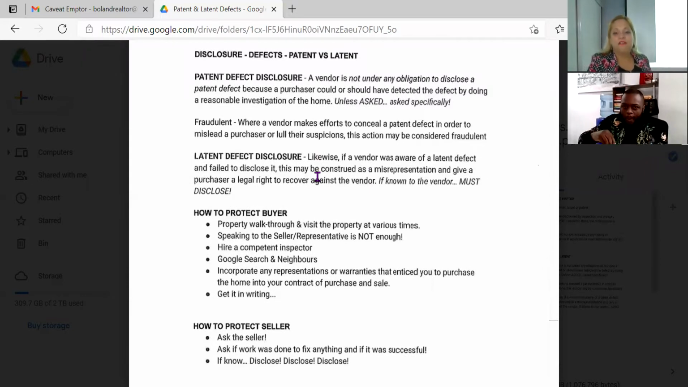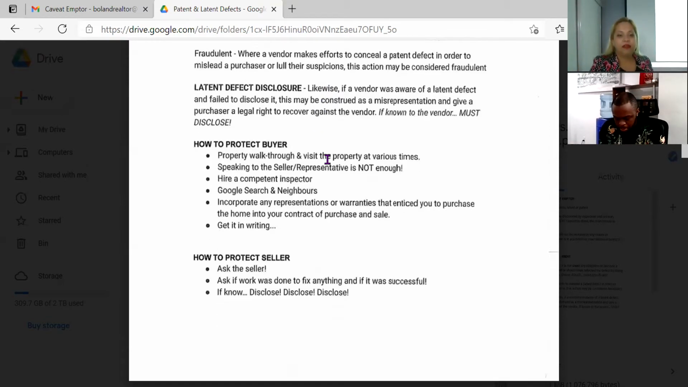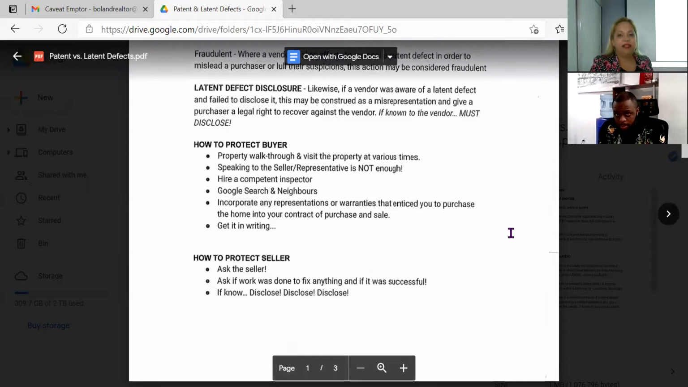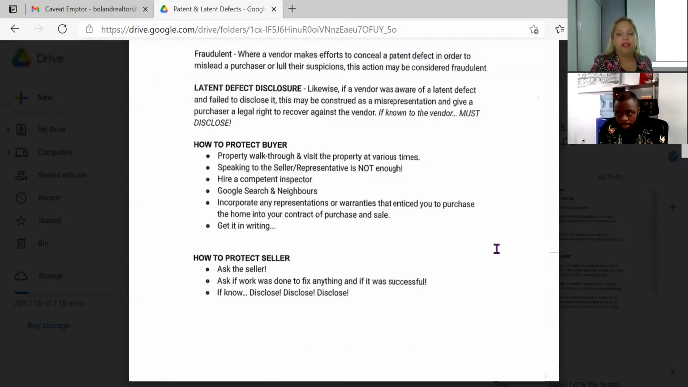Fraudulent: where the vendor makes efforts to conceal a patent defect in order to mislead a purchaser or lull their suspicions, this action may be considered fraudulent. So you can do nothing in a sale to help hide these patent defects, right? A latent defect: likewise, if a vendor was aware of a latent defect and failed to disclose it, this may be construed as a misrepresentation and give a purchaser a legal right to recover against the vendor. If known to the vendor, must disclose.